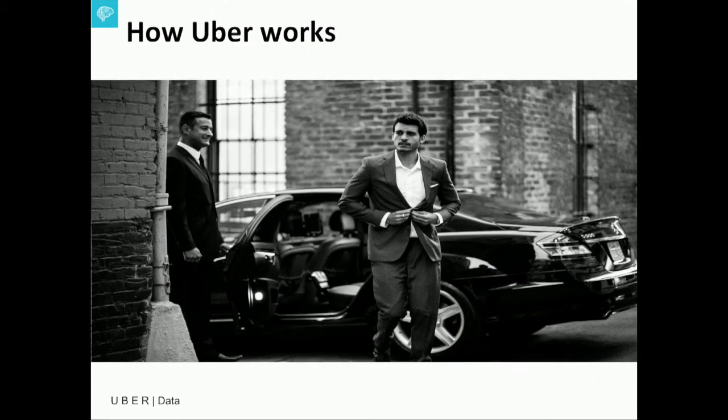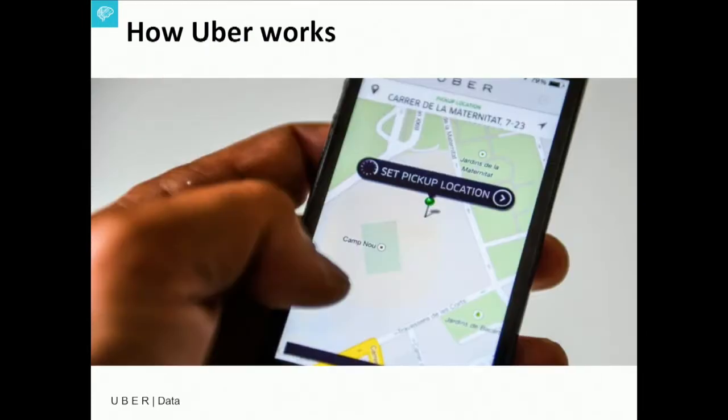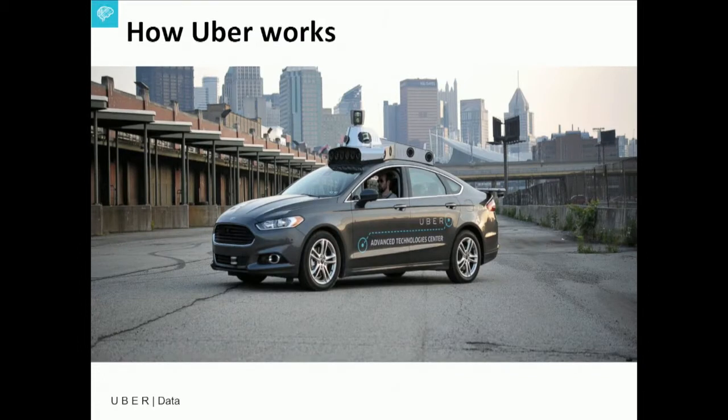The point is that each and every one of these interactions is driven by data. When you open the app, a lot of data computation happens. Is this a fraudulent user? Where does he want to go? What are the GPS locations? When you set the address, what is the best possible route? When the car shows up, which car, which driver, what is the proximity?